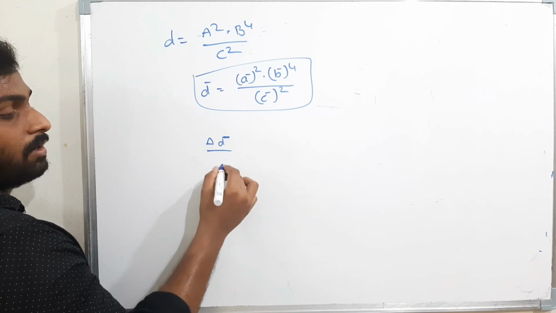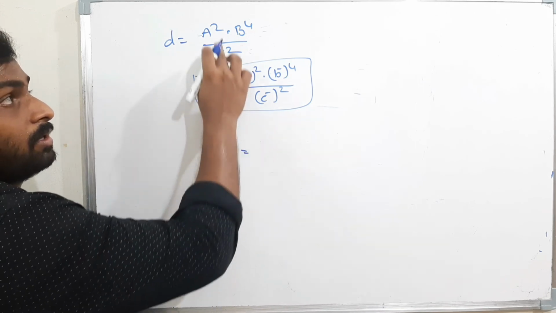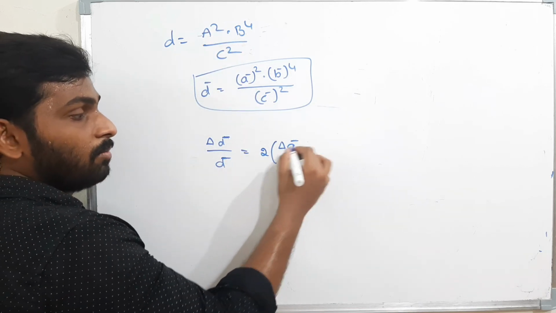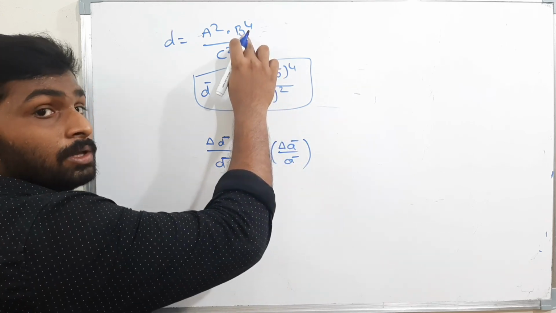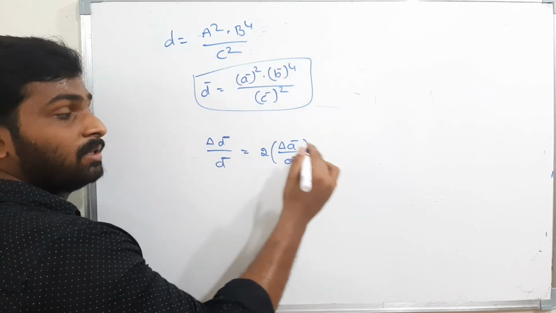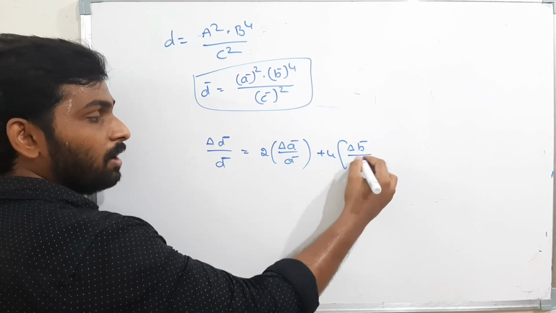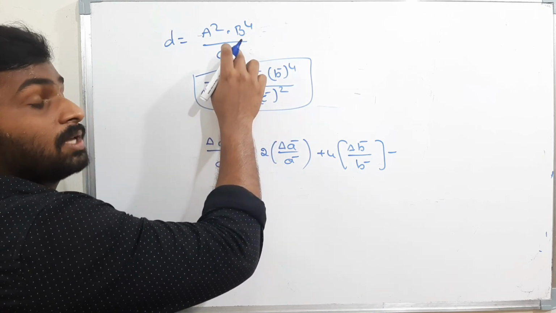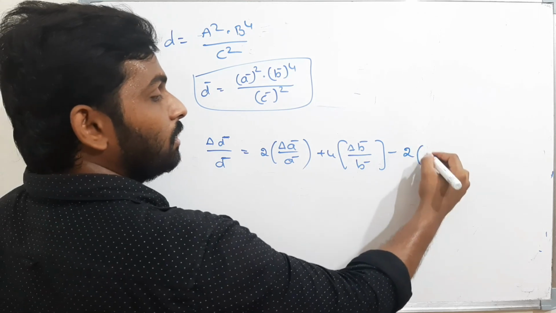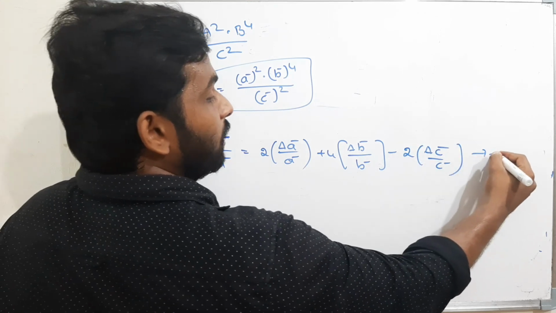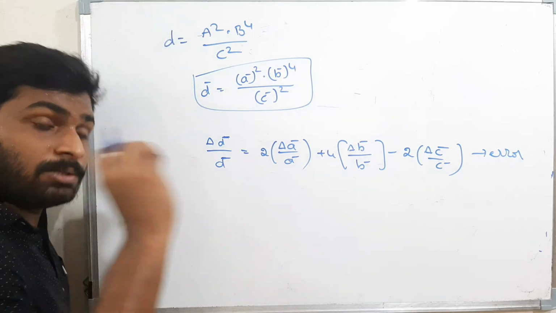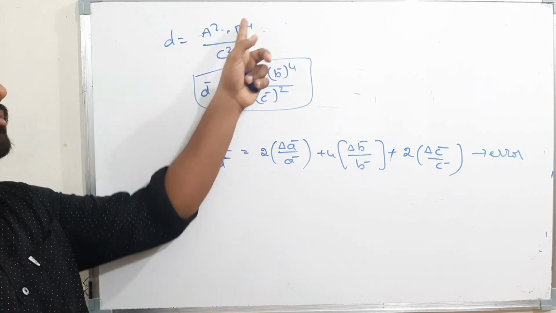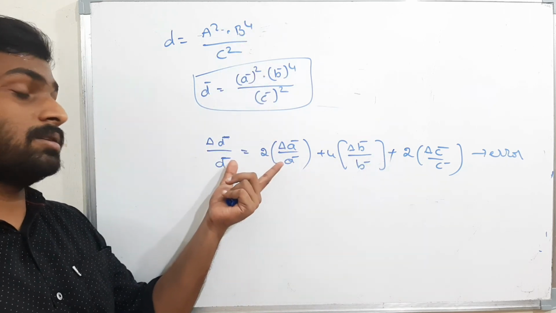Delta D bar by D bar is equal to, for A square, the square will become the multiplication, 2 into delta A bar by A bar, into B power 4, the 4 will become the multiplication, therefore plus 4 into delta B bar by B bar, minus, because C is in denominator, C square will become the multiplication, 2 into delta C bar by C bar. This is for error. But if they ask for the maximum error, even though it is in the denominator, it will become plus. Observe carefully, the powers will become the multiplication factors while finding the relative errors.